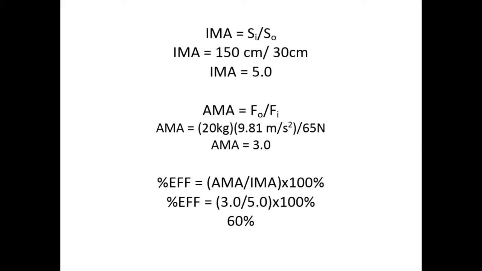And remember what we said? IMA is always larger than AMA. Percent efficiency: you have 3 over 5 times 100. You have 60% efficiency on the pulley system. You are going to get a question like this on your test, so make sure you know how to do it.